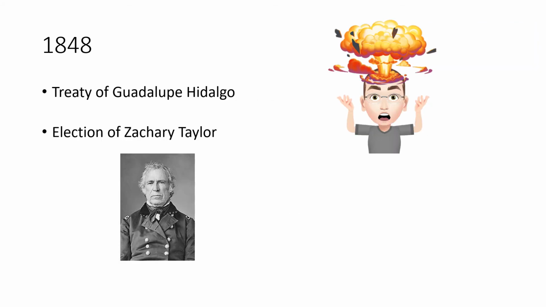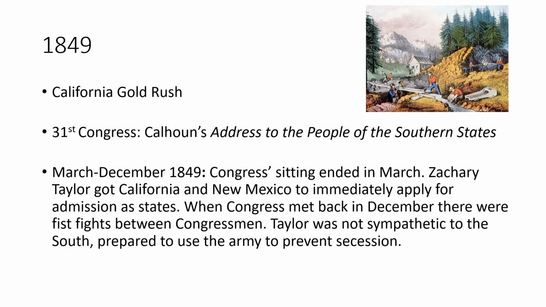In 1848, the Mexican War is going to end with the Treaty of Guadalupe Hidalgo, and we're going to see the election of Zachary Taylor. In 1849, we've got the California Gold Rush and the 31st Congress, which includes Calhoun's address to the people of the southern states. That won't get too much support. Then between March and December of 1849, we've got Congress's sitting ending, Zachary Taylor making moves for California and New Mexico to be admitted, and then the aftermath of that when Congress reconvenes, which is famous for the fistfights in Congress that we see.